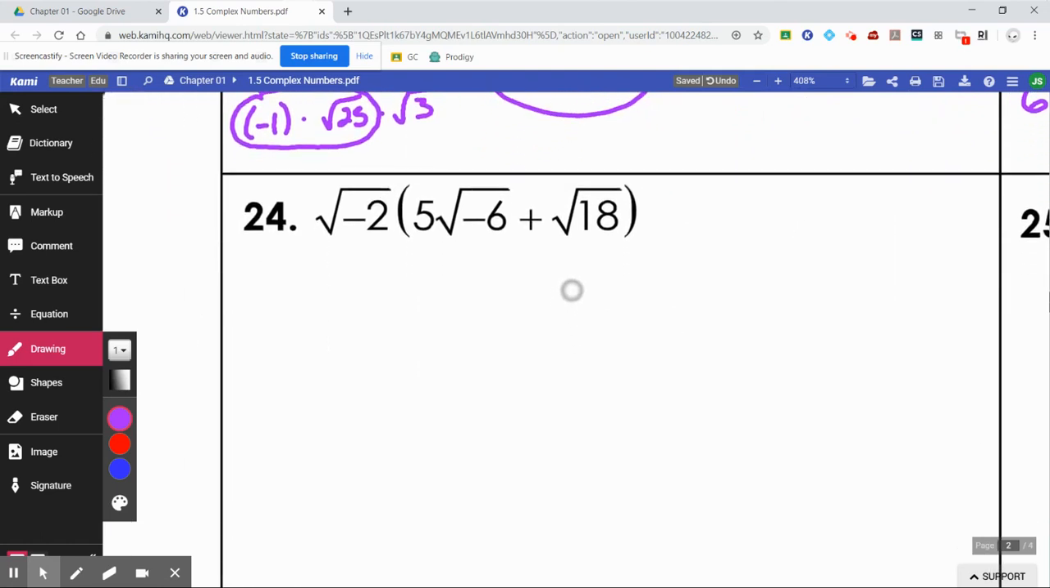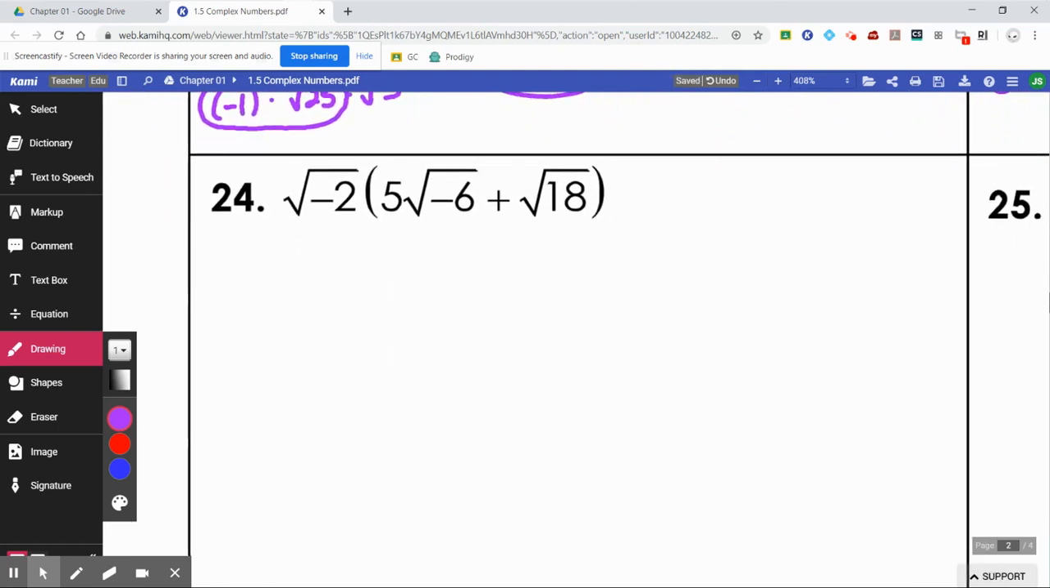Number 24. We're going to split the square root of negative 2, and I'm just going to do it without writing it down. That would be i root 2, because we did the square root of negative 1 times the square root of 2, times 5. The square root of negative 6 will be i root 6, because that would be the square root of negative 1 times the square root of 6, plus root 18.